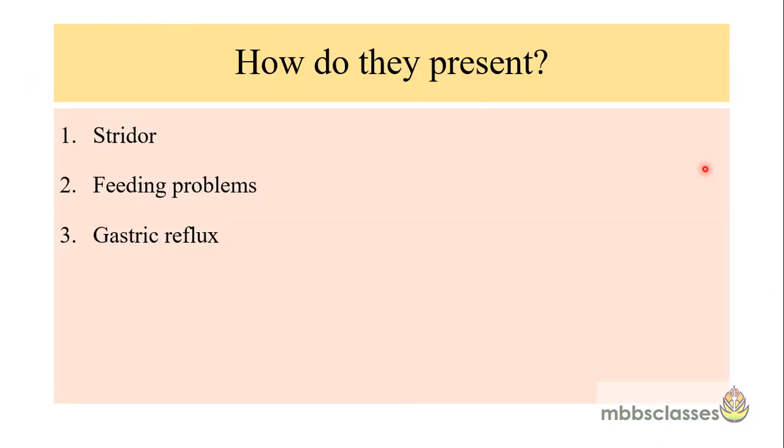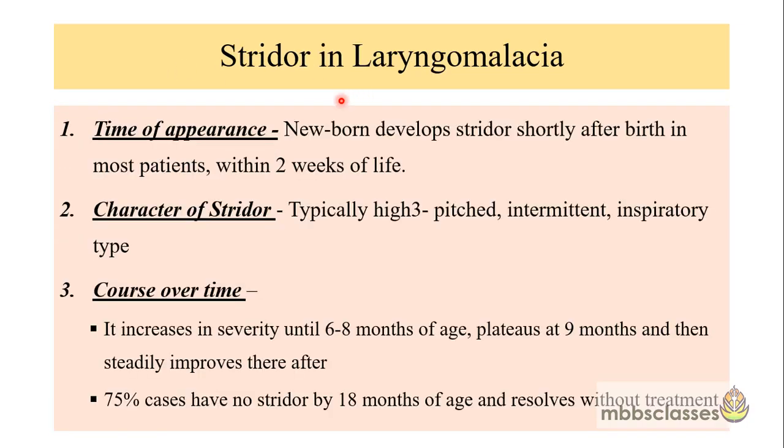Laryngomalacia most commonly presents as stridor. They may present with some feeding problems and also associated gastric reflux. The stridor in laryngomalacia appears in the neonatal period mostly. The newborn develops the stridor shortly after birth in most of the patients, and it is seen within 2 weeks of life.